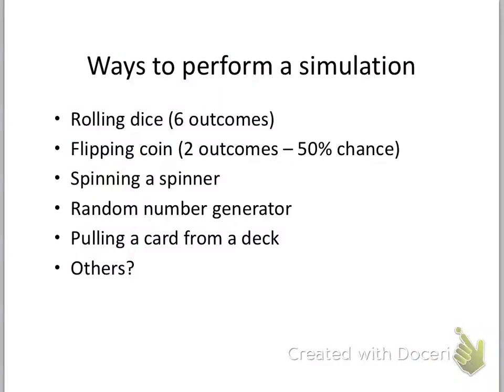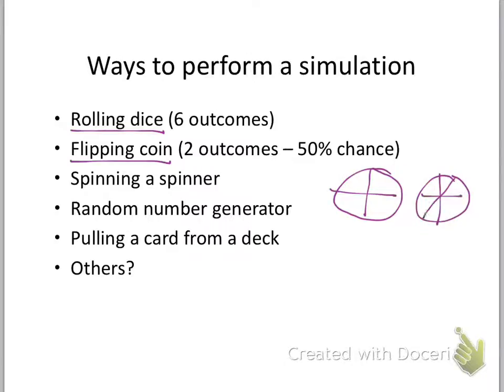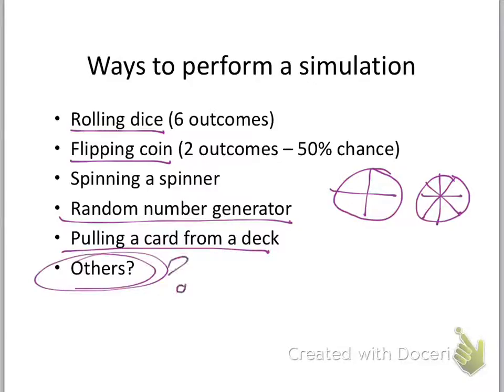So ways to perform a simulation. Looking at that multiple choice, you became aware that we don't have to always use a random number generator. We can do rolling the dice, we could do flipping a coin, we could spin a spinner. A spinner can have 4 options, it can have 8 options, it could have 2 options. It gives you a lot to choose with. Random number generator, most people are going to prefer that one because it's pretty easy. Pulling a card from a deck. Can you think of any others? I would be curious to know if you have other ideas.